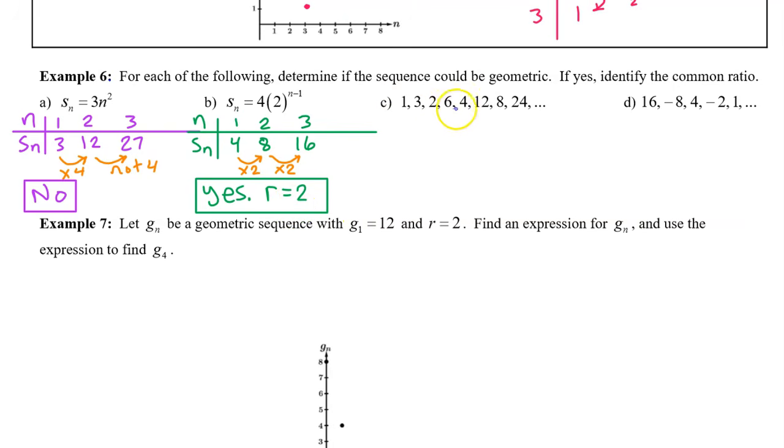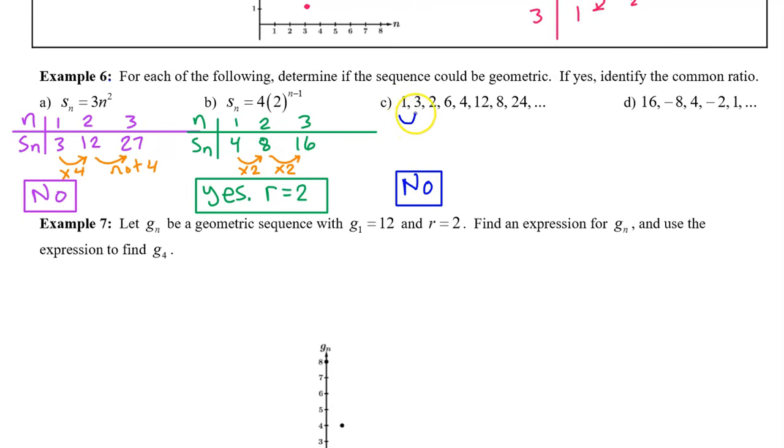Scan across the terms for part C. Notice they are getting bigger and smaller, and bigger and smaller, and bigger. That does not happen for a geometric sequence. It either keeps growing or it keeps shrinking. So we know the answer is no.